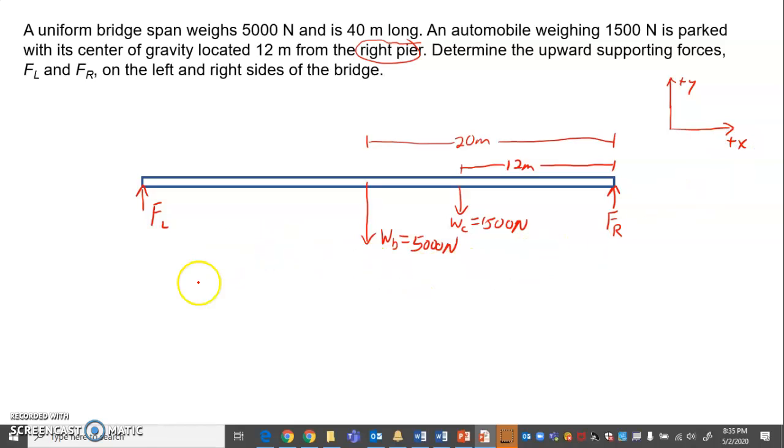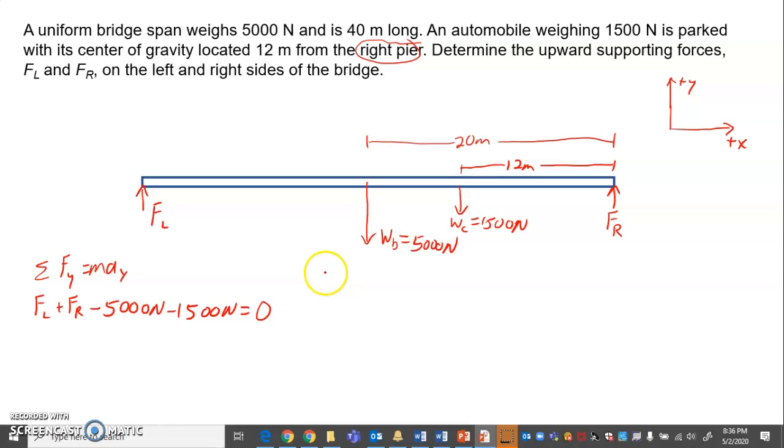And so if we said, hey, that's the positive y direction, and not that we need it, but that's the positive x direction, then we would sum the forces in the y direction, set it equal to MAY. We could say FL plus FR minus 5,000 newtons minus 1,500 newtons equals the mass of the bridge times the acceleration, which we don't need to figure out because we know the acceleration of the bridge is 0. And then we have two unknowns. So if we have two unknowns, we can't solve it. But that's why we have the torque equation.